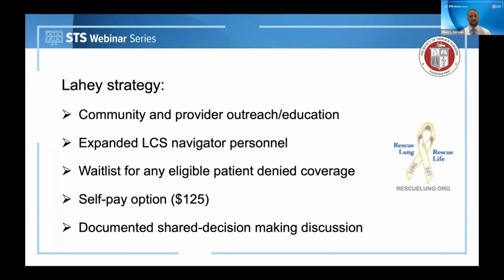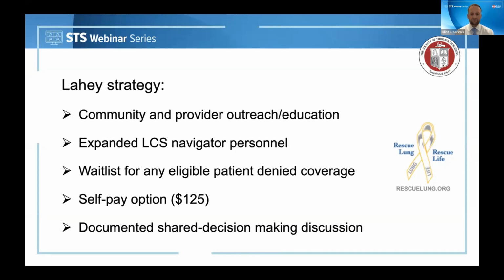What's our strategy at Lahey? Well, you've already heard about community and provider outreach. That's critical to educate on some of the barriers and educate on the guidelines that we are recommending for screening. With the anticipated increase in number of patients, we have expanded our lung cancer screening navigator personnel. And importantly, what we've done is any patients who are not covered by their insurance for the updated USPSTF guidelines, we have developed a wait list where our navigators are actively assessing whether these patients become covered. And then we reach out to them and let them know.